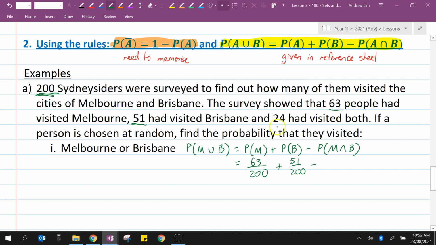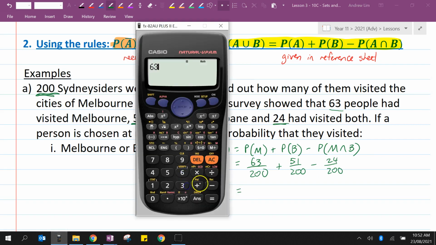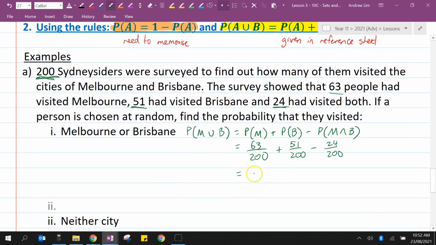And how many visited both? 24 out of 200. So if I were to put this in my calculator, 63 plus 51 minus 24, that's 90 out of 200. I could just do that because my denominators are all the same, so I know my denominator is going to be 200. And that would just simplify to 9 out of 20.